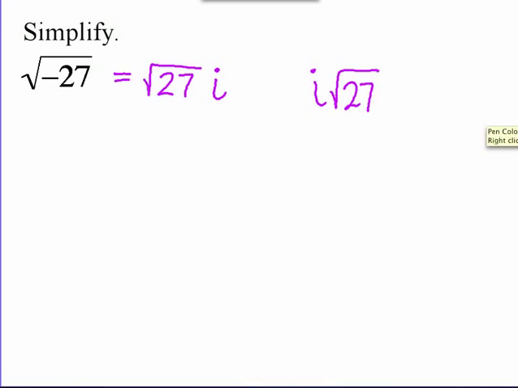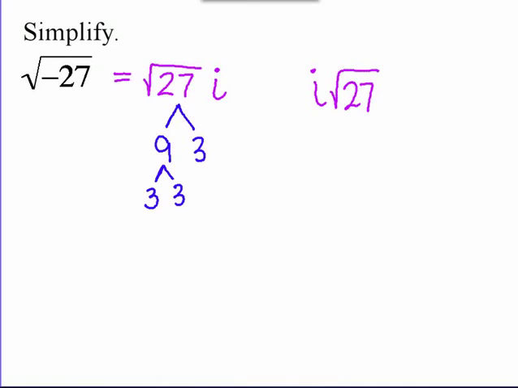Yeah, we can break down the 27. So remember, this is when we do a factor tree. I need to think of two numbers that when I multiply them, I get 27. What are those two? 9 and 3. And remember, I need to keep breaking these down till I get prime numbers at the very bottom. I can break 9 down to 3 and 3. I can't break 3 down. It's as low as it goes.